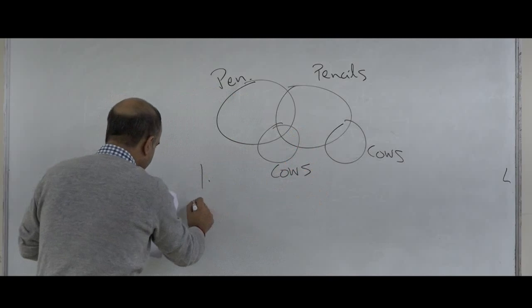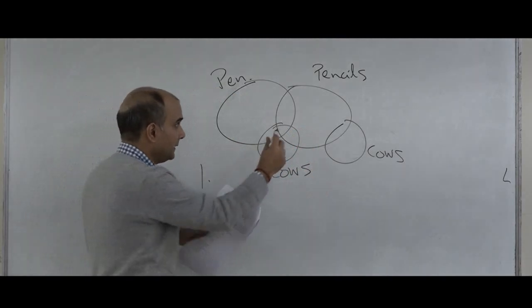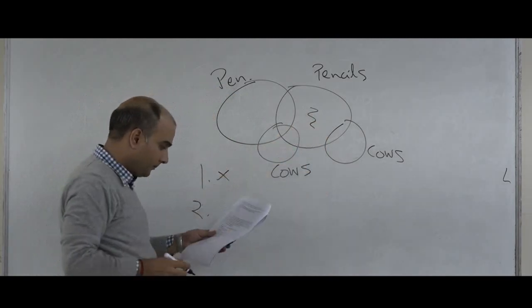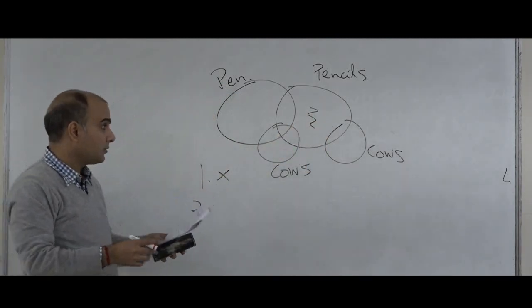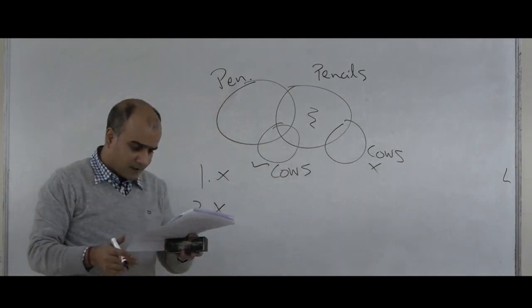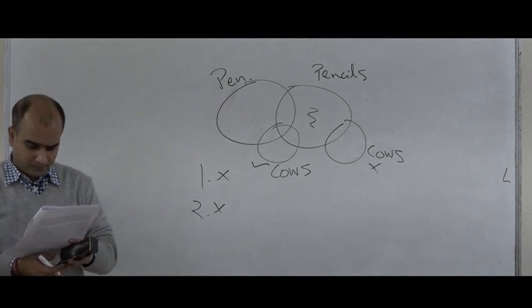2 conclusions are given over here. Number 1, pencils are either pens or cows. But over here, these pencils are neither pens nor cows. So 1 is definitely wrong. Second, some pens are cows, which is right in this case but wrong in this case. So 2 is also wrong. Answer for question number 21, neither 1 nor 2, which is D for Delhi.